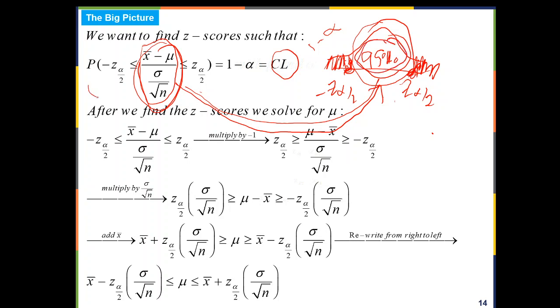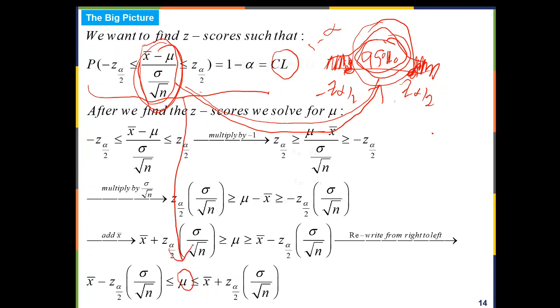So if we write that and then isolate mu in the middle, we're going to get this formula. Now you don't have to actually derive or prove this either. You just have to be able to use it. But this is just in case you want to know where we get this formula, that's where it comes from.